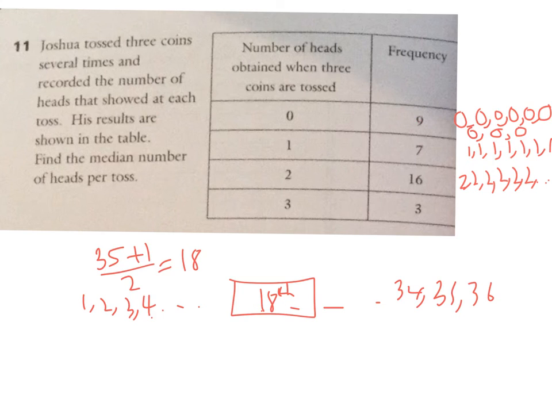There's 9 here and 7 here, which is 16. Then the 17th will be in here, and the 18th will be in here as well. So there's the 18th value, and it is a 2. So again, the median is 2, because that's what group it is in.